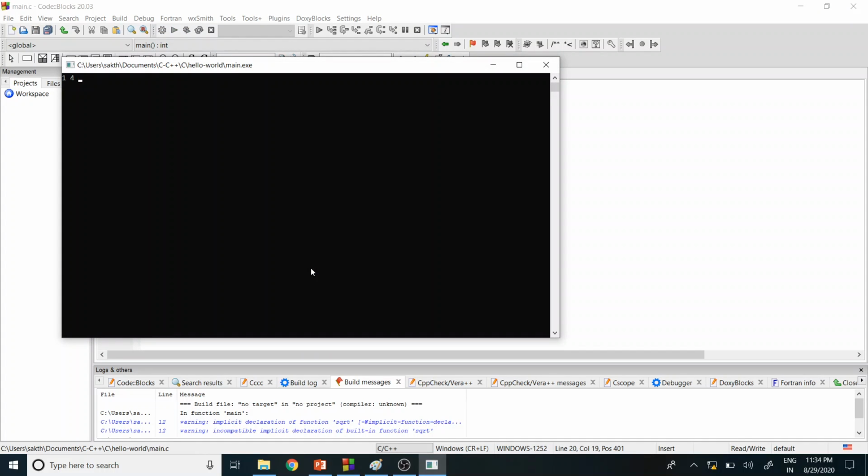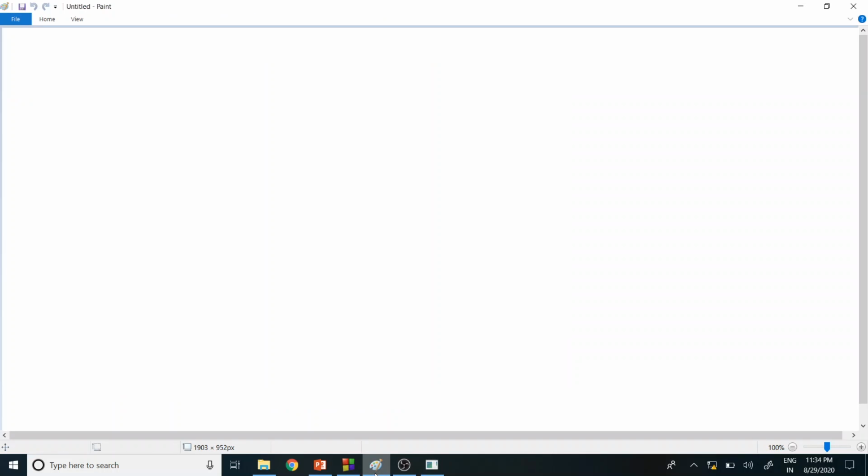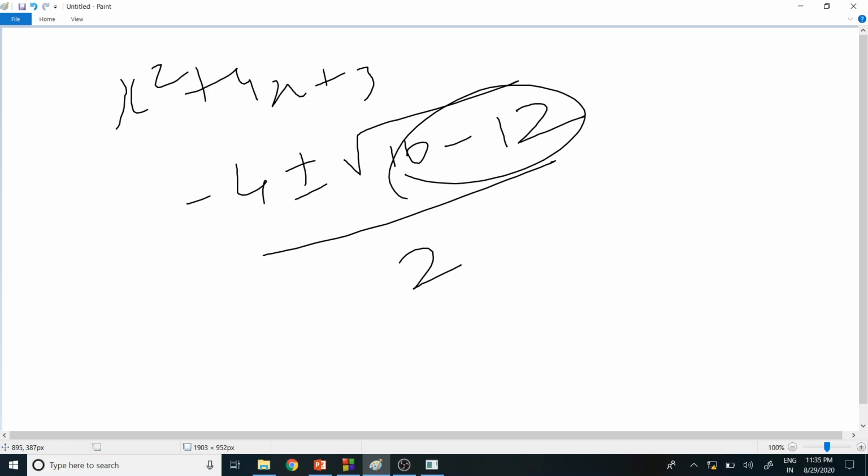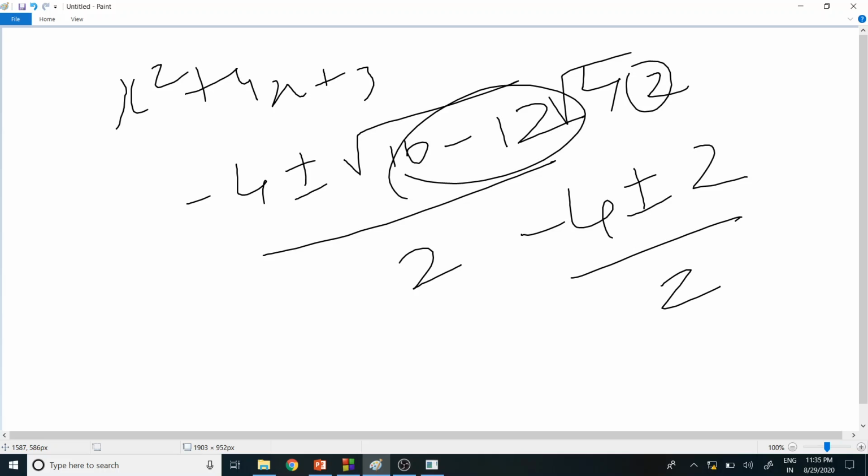So I give the values 1, 4, 3, and we got the root values as -1 and -3. To evaluate those values, I can show here. I have given the equation as x square plus 4x plus 3. So here it's -4 plus or minus square root of b square, which is 16, minus 4ac, which is 12, divided by 2a. So 16 minus 12 is 4, and square root of 4 is 2. So we have -4 plus or minus 2 by 2. If you take the plus value, you get -1.